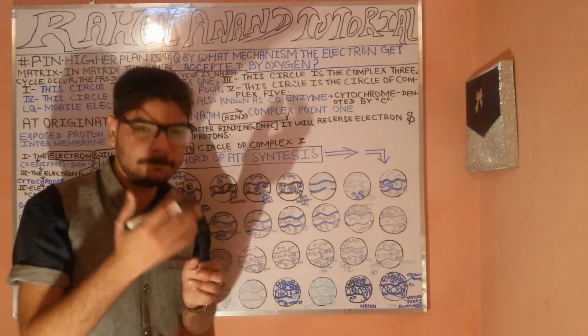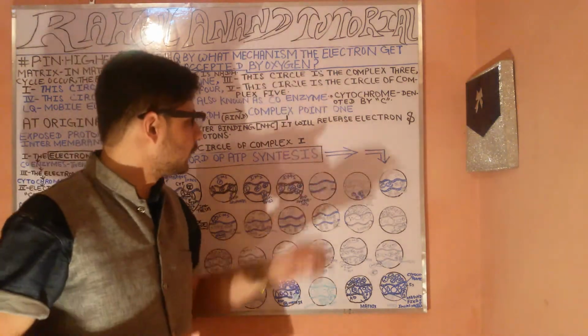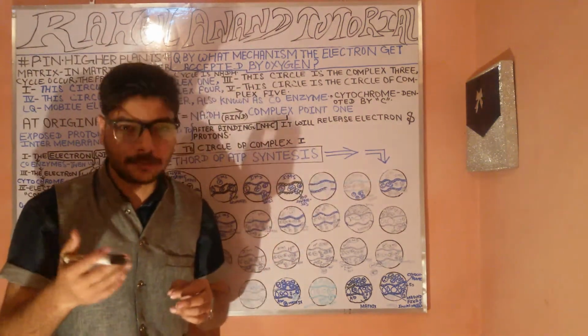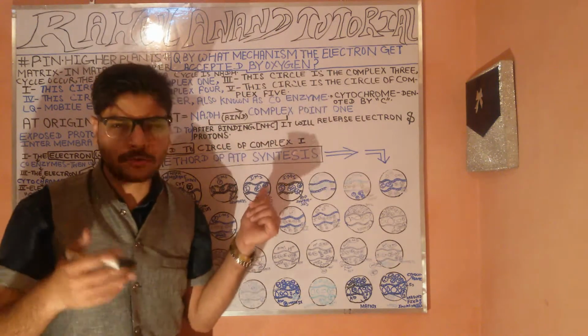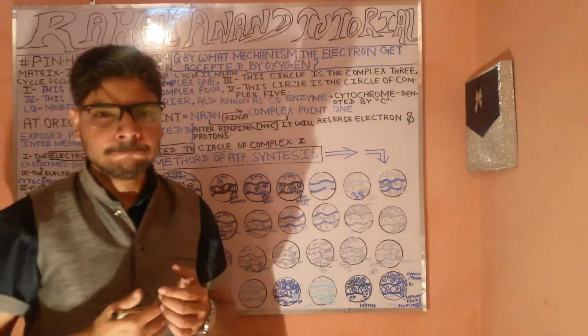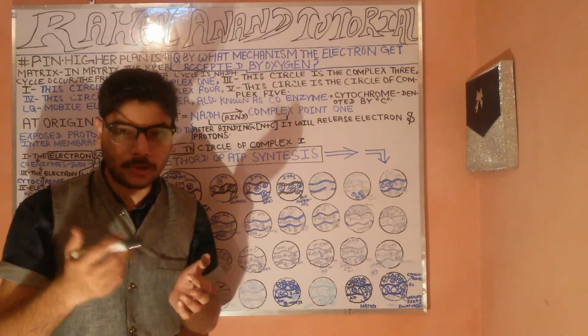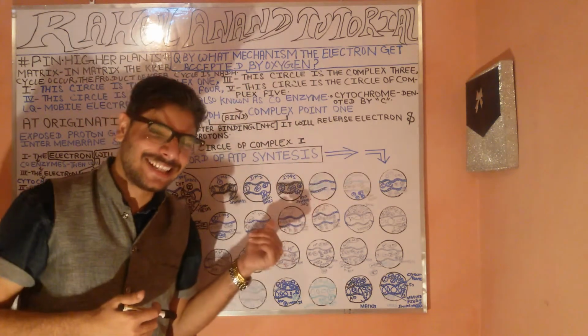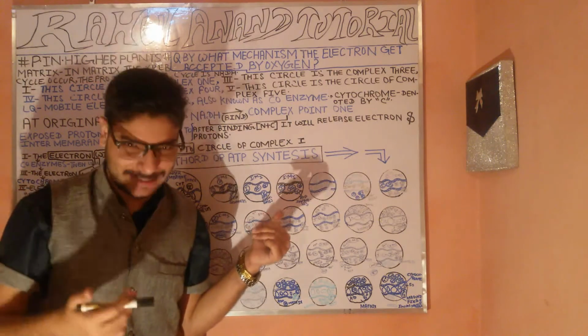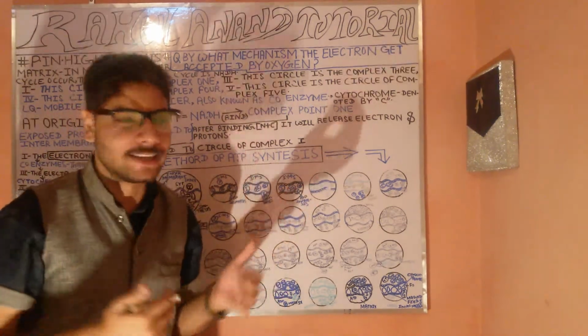With actually the complex first. Now after that, it will release what? It will start to release the electrons and protons. So fine. After that, in terms of the proton, it will be present where? It will be present in the intermembrane space, meaning the proton here.